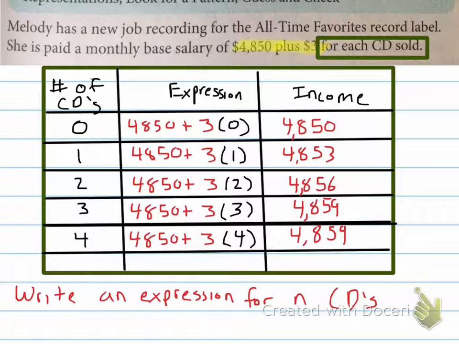Now, let me ask this question here. Let's write an expression for n CDs. So what do we think that would be? Well, let me put n in black, actually, so we could do the same that we did before, where you could see it like that. Try and solve this, and I'll pause here. 4,850 plus 3n. Okay? So that's how we can write it. So that's if we didn't know how many CDs, we could find any amount.